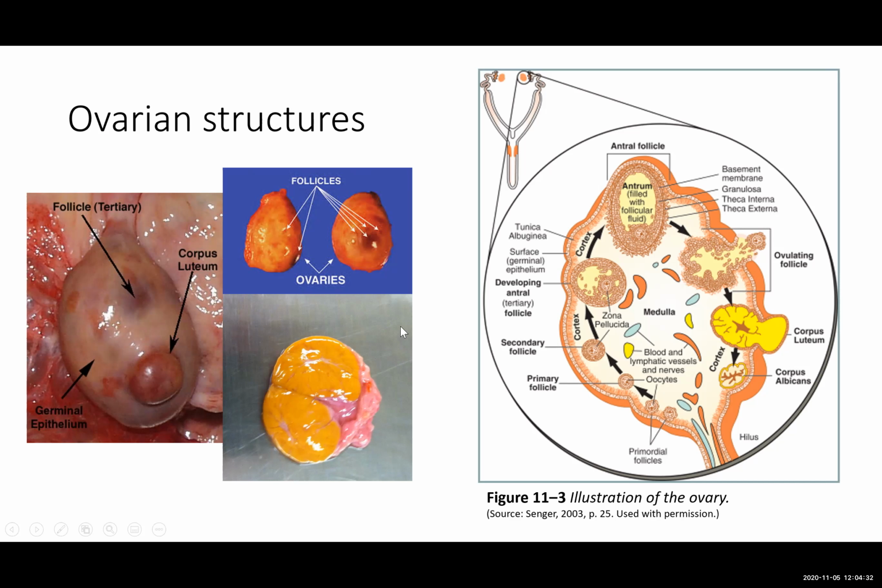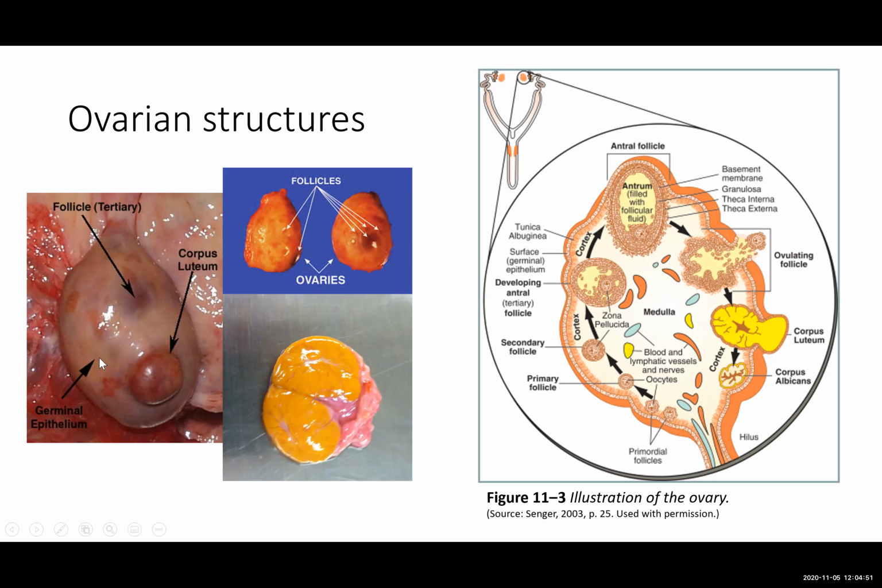So these are on the left side again, these are just what the actual structures look like. When you look at the outside, follicles can be little bubbles all the way to bigger bubbles. And then they can be a corpus luteum. And it has this little part that sticks out, kind of, I call it the hilus.